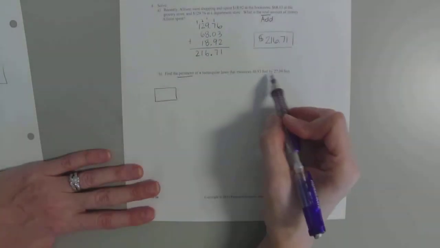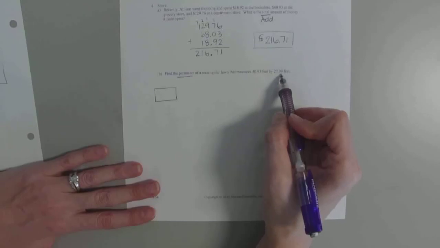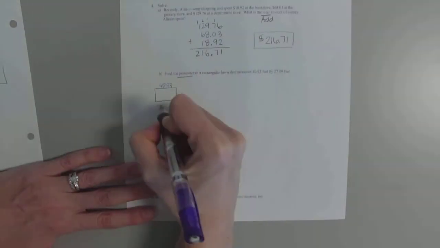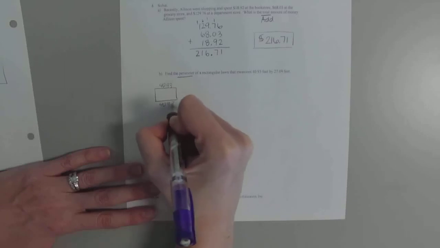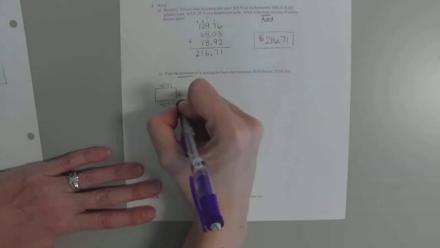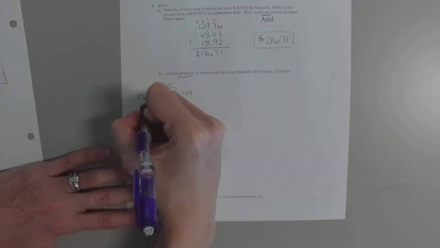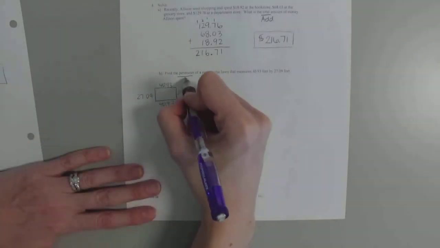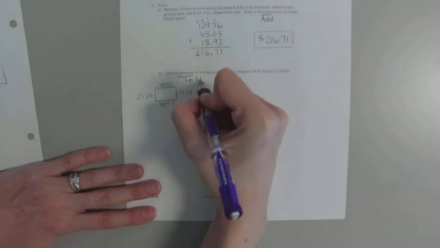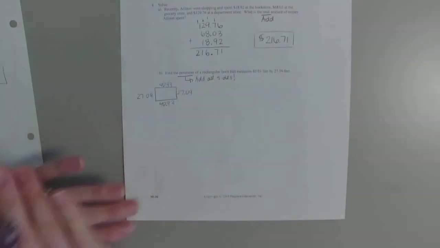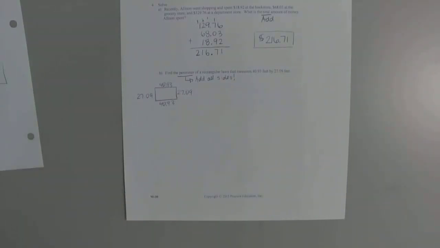All right, so the last one is perimeter. So we're going to find the perimeter of what? A rectangle that measures 40 and 93 hundredths feet by 27 and 9 hundredths. So this is the longer side, so 40.93, but what do we know about this side? It's 40.93. And the shorter side is 27.09, and so what's this side? 27.09, all right? And what do we need to do with perimeter? Add all the sides, right?